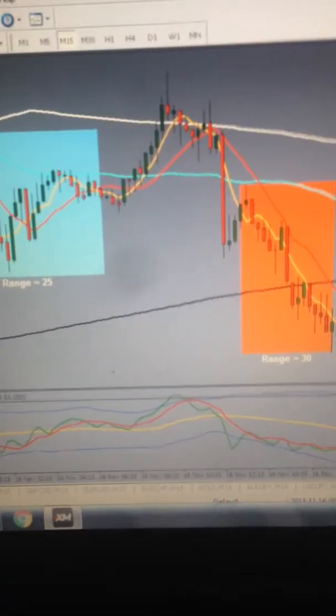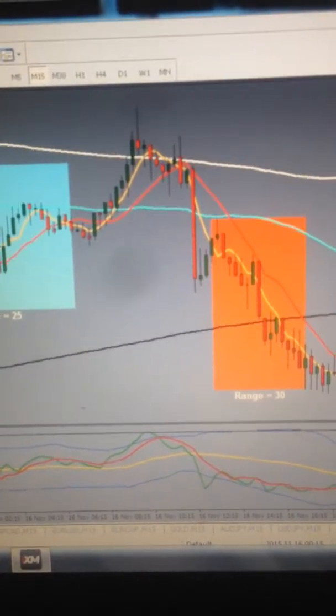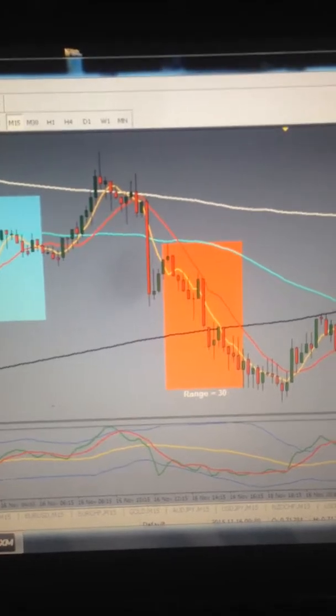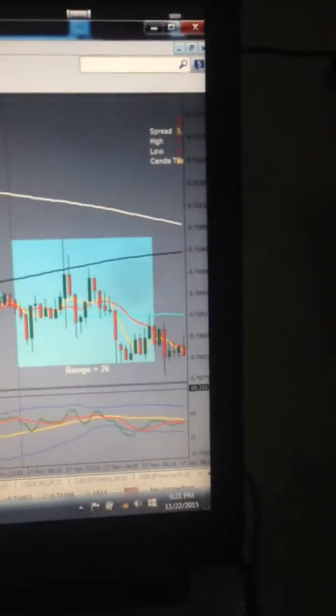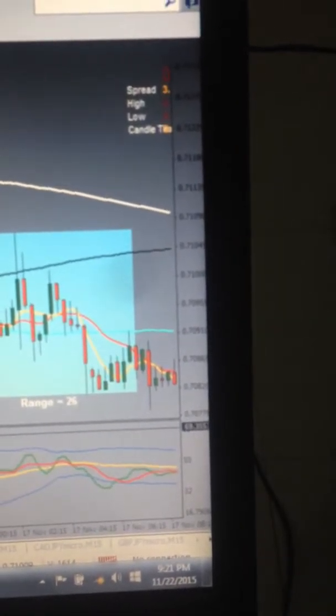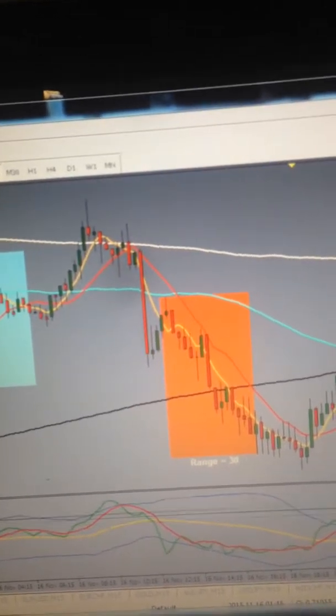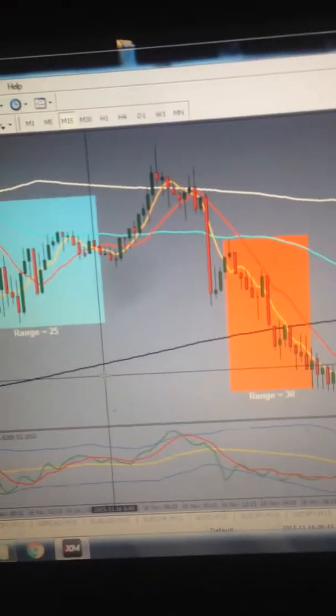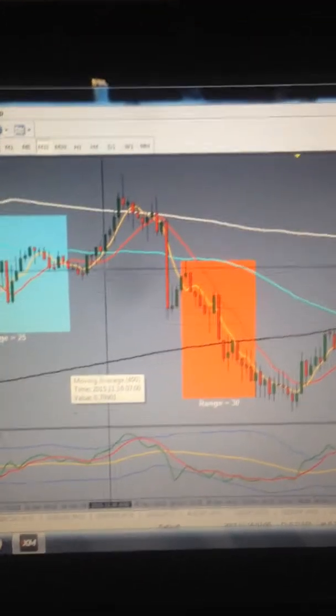Okay, if you also notice your TDI right here, this is my TDI. My TDI tells me that the price was over exhausted. This is also a confluence. It tells me that price was over exhausted. Let's check where my TDI was. TDI was at 69. Price was above the 68.